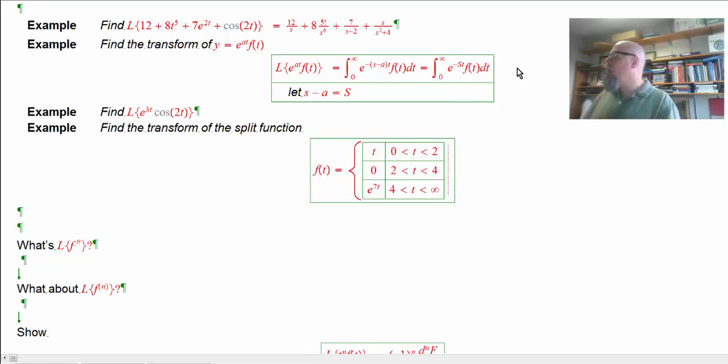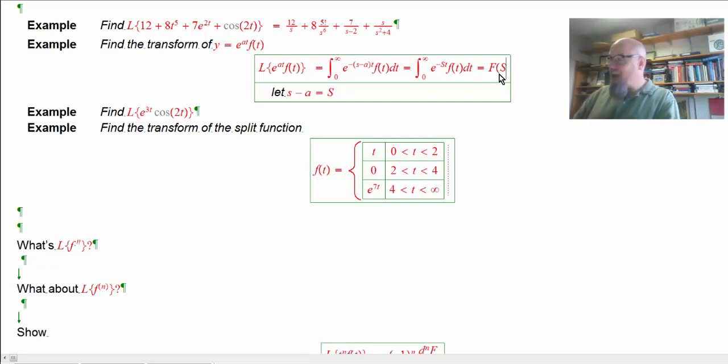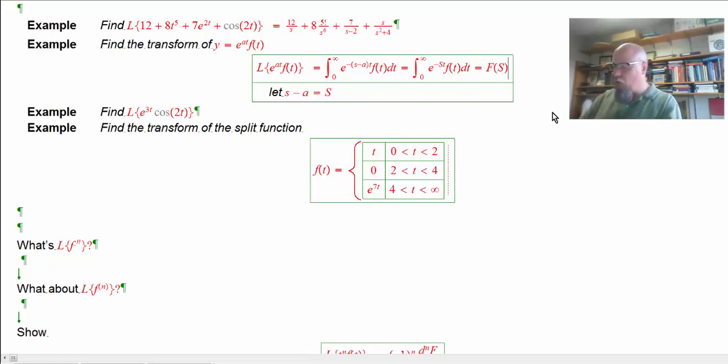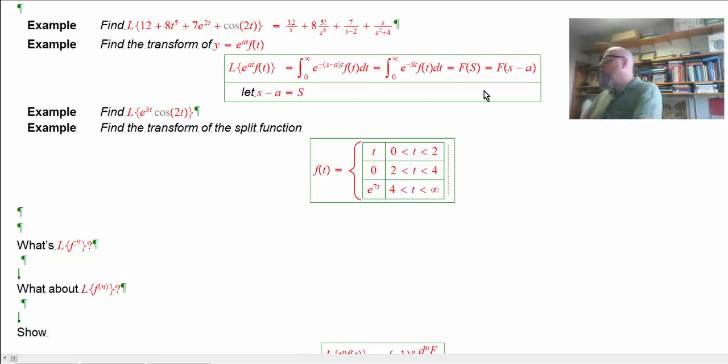Now when I look at this, oh, this looks like the Laplace transform of f of t, which would be big F, but it's capital S in this case. Oh, and what's capital F? Capital F is s minus a. So the Laplace transform of e to the at times a function is the normal capital F that we would get, but shifted. Let's do an example then.